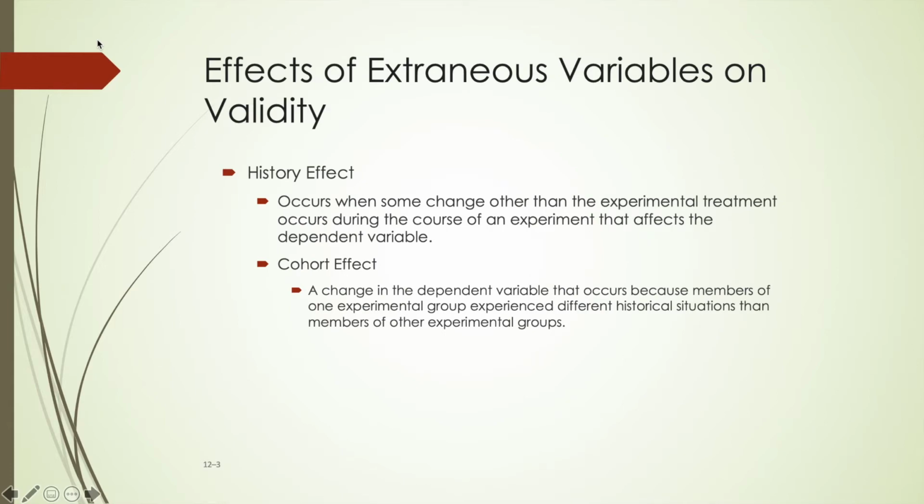History effect. This occurs when some change other than the experimental treatment occurs during the course of an experiment that affects the dependent variable. For instance, the book talks about you dividing up some managers, and you're looking at the independent variable, which may be pay and benefits. The dependent variable would be performance.